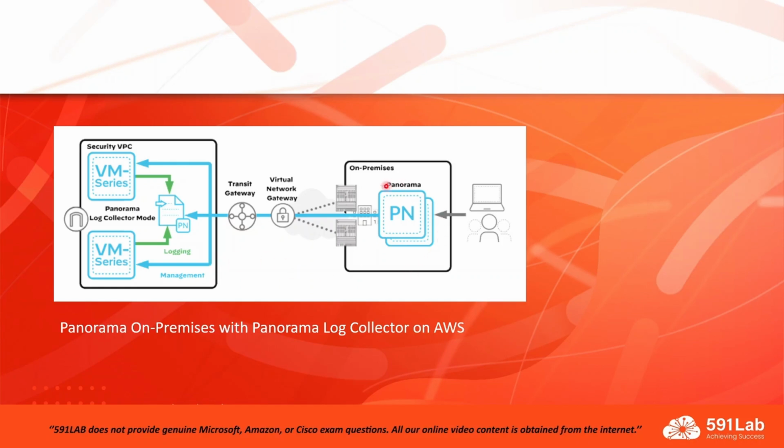The last option is Panorama on-premise with Panorama log collector on AWS. The Panorama on-premise will be responsible for managing the VM-Series firewall, and then Panorama in log collector mode can be deployed on the VPC in AWS and will be responsible to receive and store the logs from the VM-Series firewall.